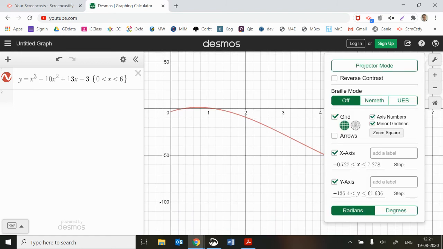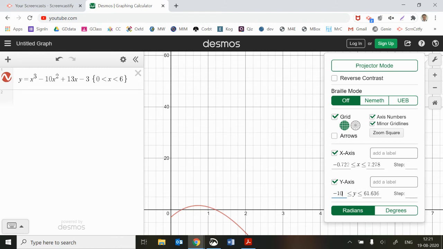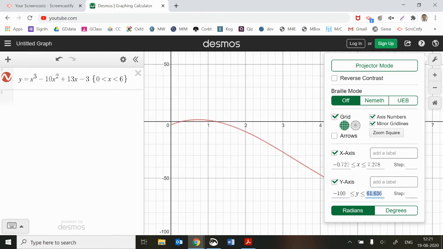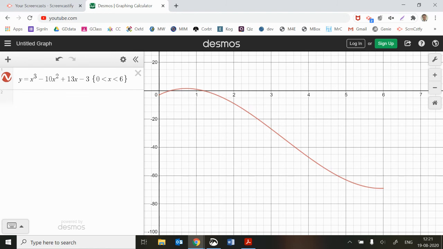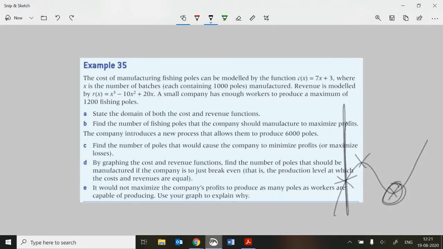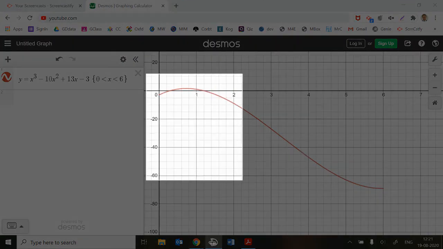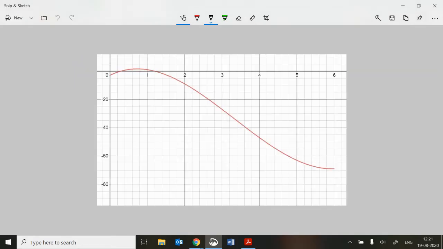Maybe on the y-axis, let's just get rid of some of this bottom. Let's say that's going down to -100, and this is going up to, let's say, 30. There we go, there's our function. And we can see that in our original domain, which was up to 1.2, so up to there, our profits are maximized here. Profits are there.